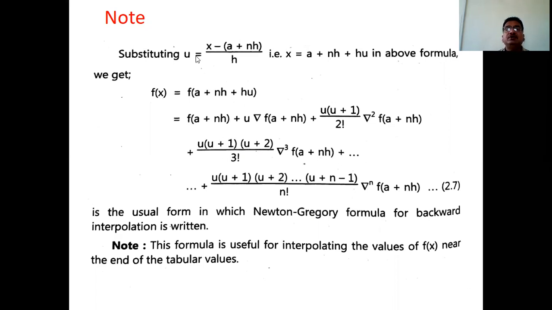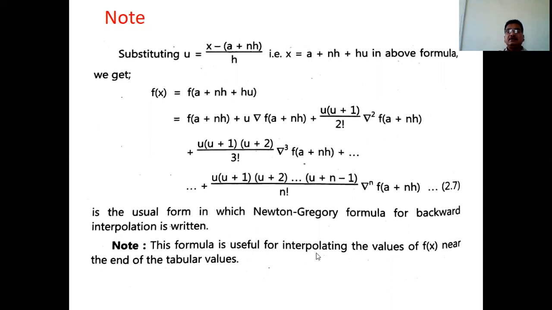And what is u? u is x minus (a plus nh), that is, x minus the last point divided by the common difference. In the forward interpolation formula, what is u? u is x minus a by h, that is, x minus the first point divided by h. So here it is x minus the last point divided by h. So this is the Newton backward interpolation formula for the purpose of examples.